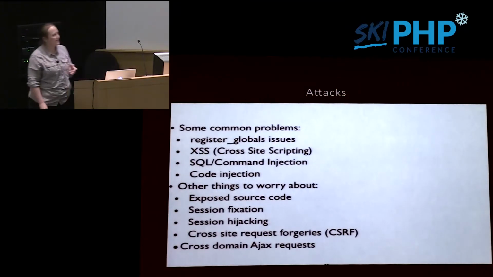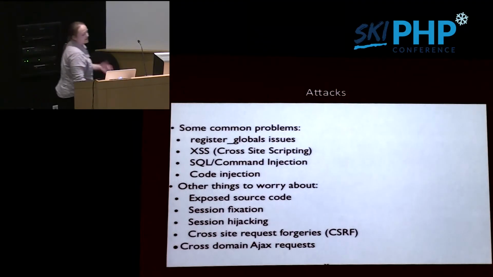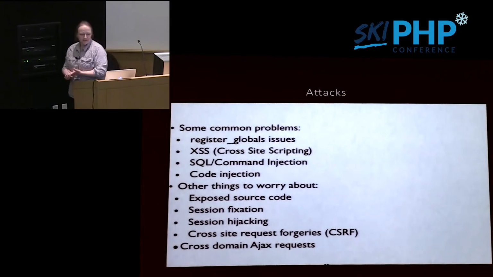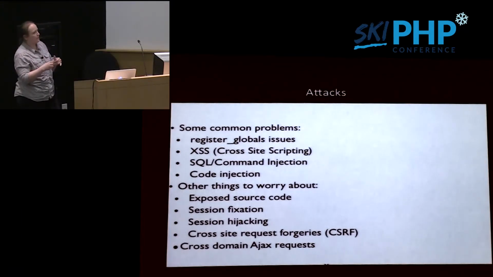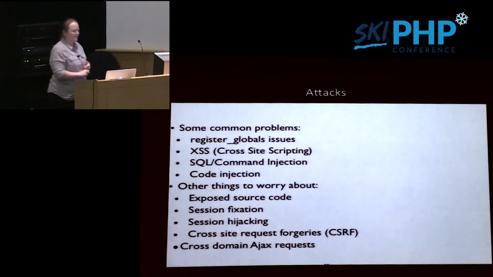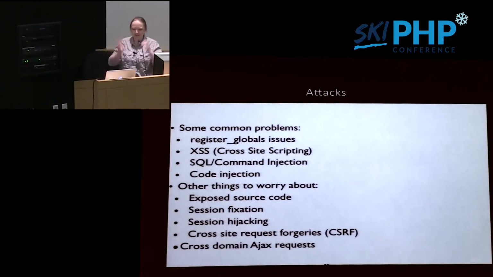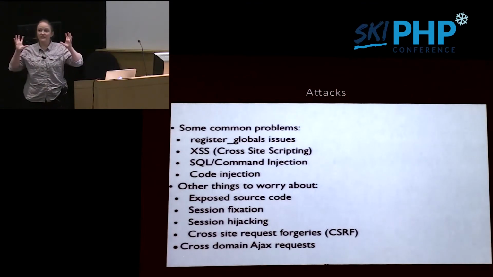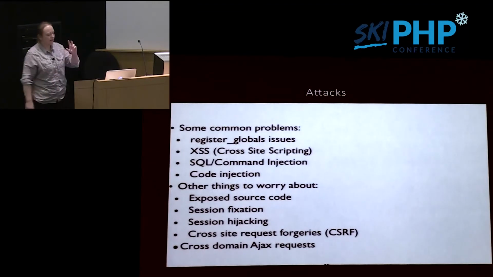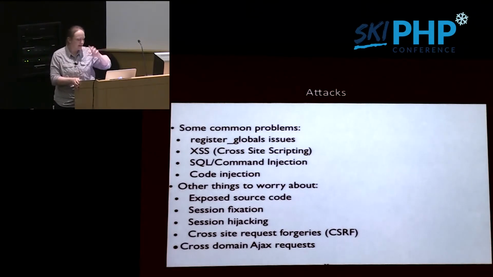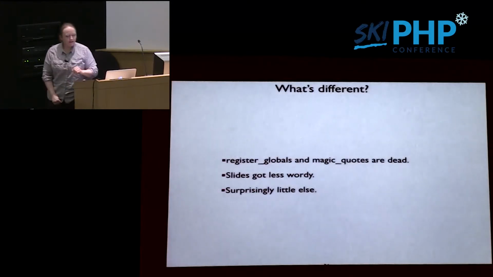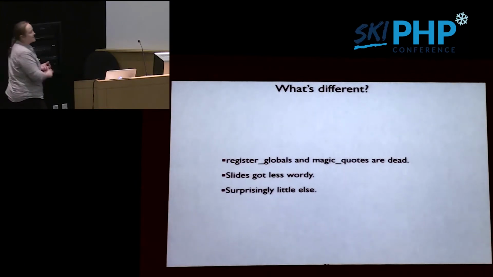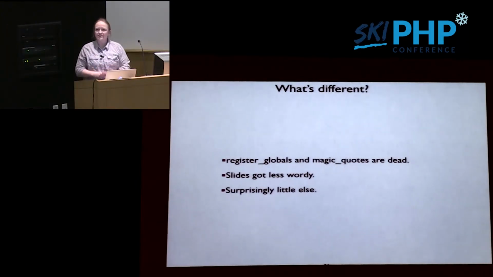Okay, so again, 2004, what were the common attacks we were seeing? Problems with register globals, cross-site scripting, SQL or command injection, any kind of injections generally speaking. One thing we worried about back then, you don't really see so much now, is people messing up their Apache configs and exposing source code. Session fixation, session hijacking, cross-site request forgeries, which are new and terrifying at that time. And then, actually, this might be a 2006 slide because cross-domain Ajax was a little later. So, okay, what's different between then and now? Register globals is dead, magic quotes is dead, the slides have less words on them, and surprisingly little else.